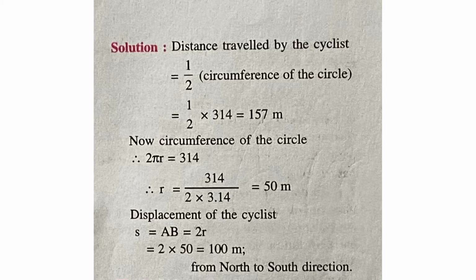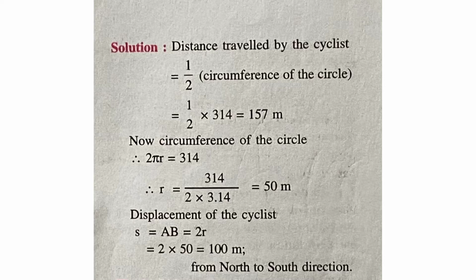And we know that diameter is 2 times the radius. So AB is equal to 2r, that is equal to 2 into 50, that is 100 meter. So the displacement of the cyclist is 100 meter from north to south. We know that displacement is a vector quantity, so we need to specify the direction. So his displacement is 100 meter from north to south. So students, this is how the numericals are solved in physics. I hope you have found it interesting.